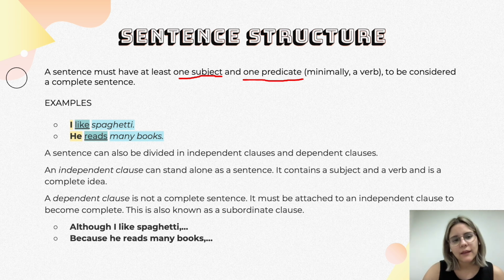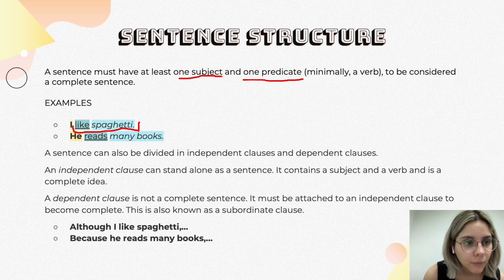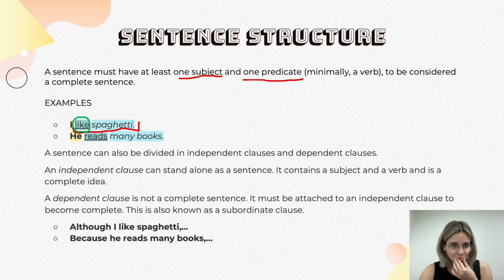So for example, "I like spaghetti," or "He reads many books" is a complete sentence, and "I" is our subject and "he" is our subject in both cases, and then "like spaghetti" is our predicate. Our complete predicate is "like spaghetti," but here in green, I will circle it, "like" is our verb, okay? It's very important. Inside the predicate, we will find our verb, okay?